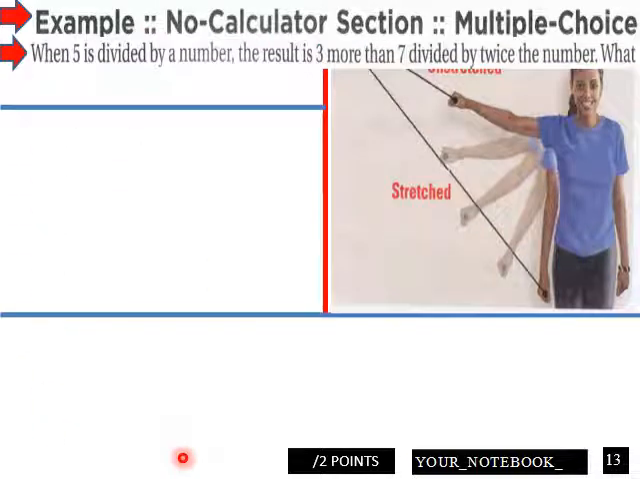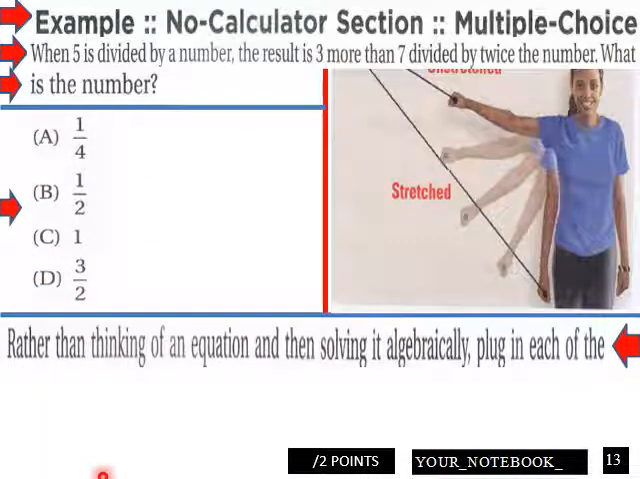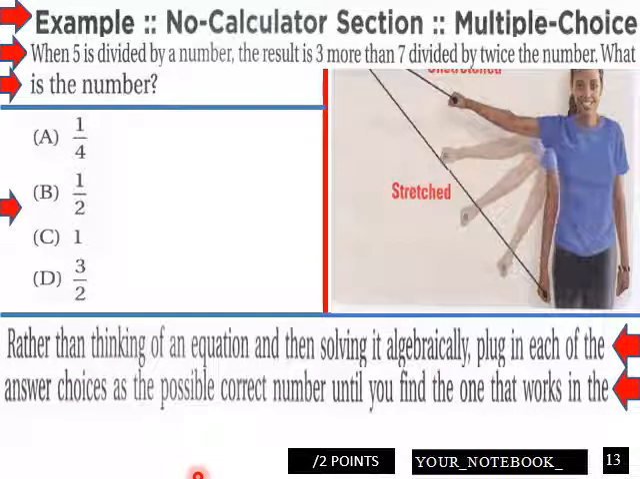Example, no calc section, multiple choice. When 5 is divided by a number, the result is 3 more than 7 divided by twice the number. What is the number? And then we have these possibilities here. Rather than thinking of an equation, answer choices are possible correct numbers. If you find one that works, plug it in. So how do we get in?